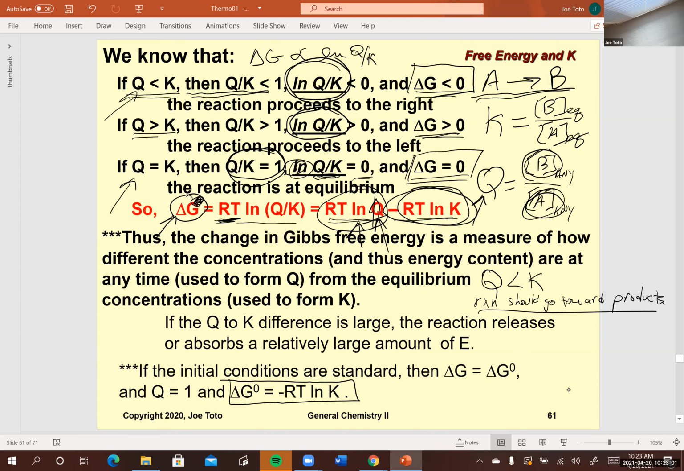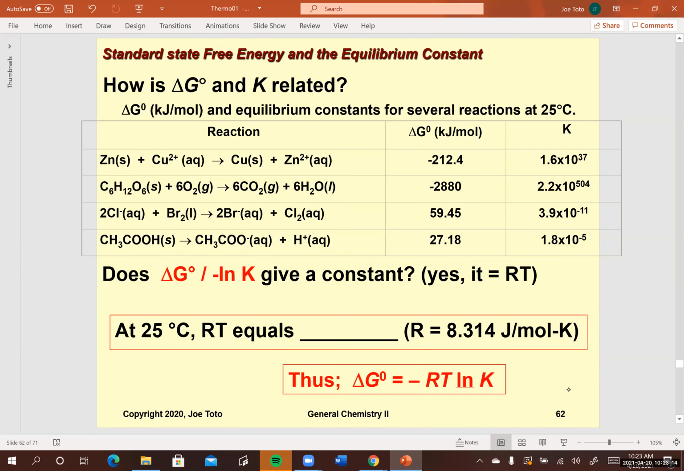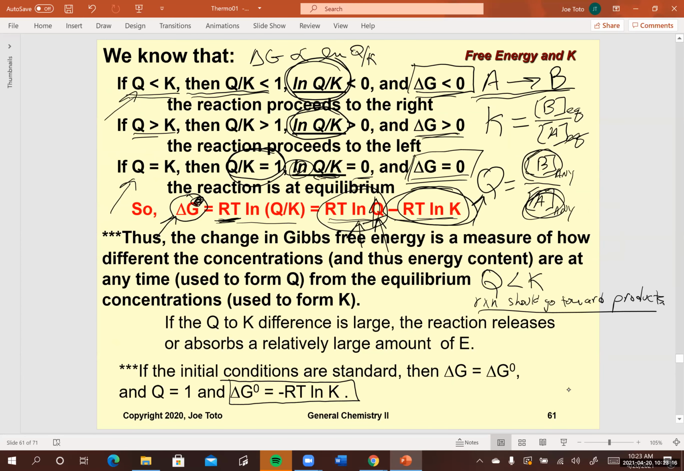So I essentially rationalized the equation that your book gives you for the relationship between delta G and the equilibrium constant. In that equation, what does the R come from? Oh, the R is a constant.